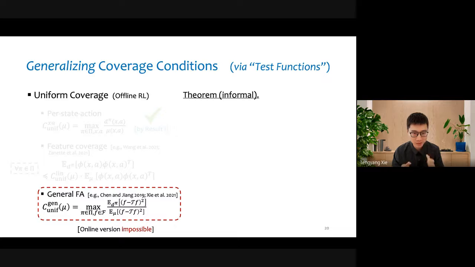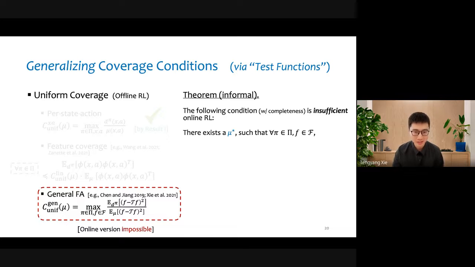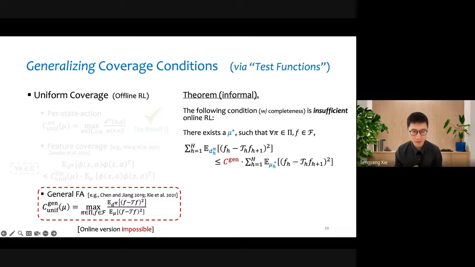So the informal statement is like this. The following condition, also with completeness, is insufficient for online reinforcement learning. Where the condition is here: there exists some mu star such that for all pi and for all f, the squared Bellman error over d pi can be bounded by some constant Cgen times the squared Bellman error over mu star.